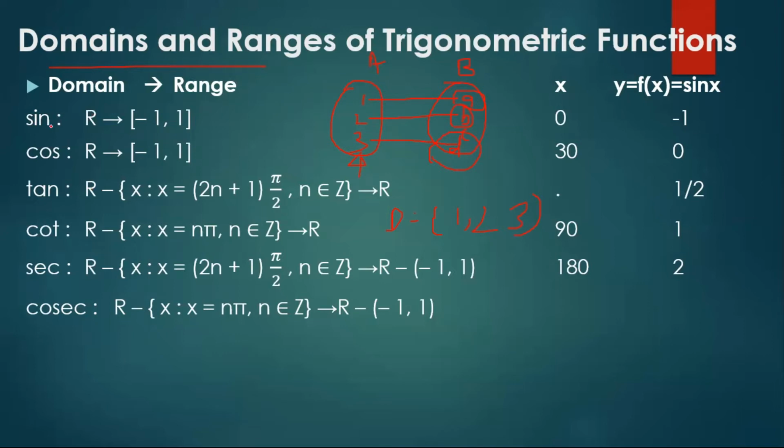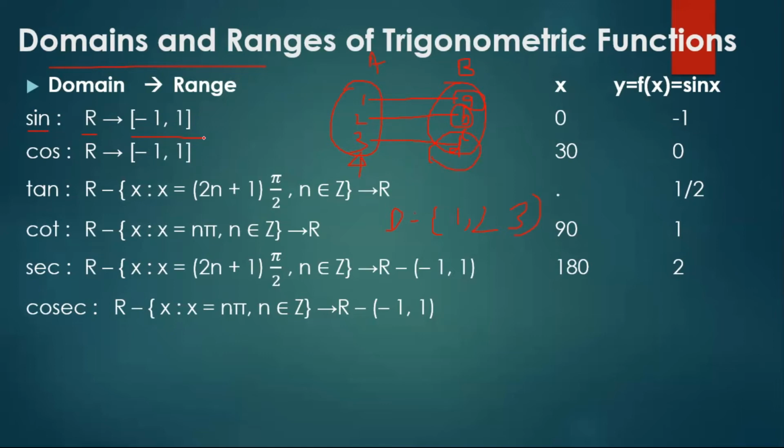So we'll go for it. Now here we will be checking this. We have learned it last year, but still I'm revising it. Sine. So what is the domain of sine? R. What do you mean by R? Real numbers. And what is the range? Your range is between -1 and 1. Why is it said so?